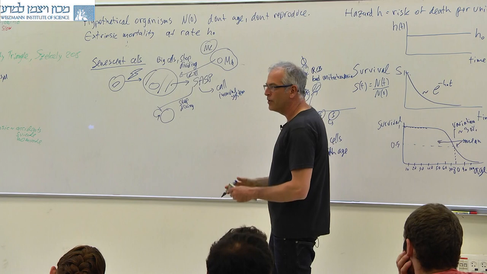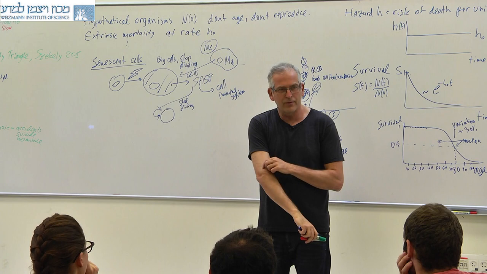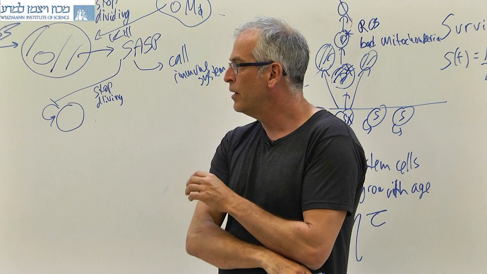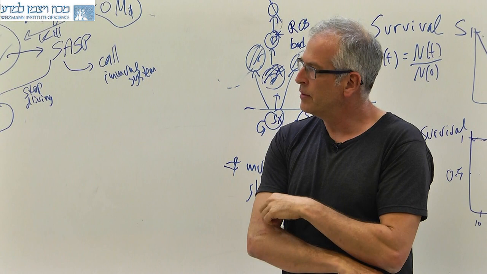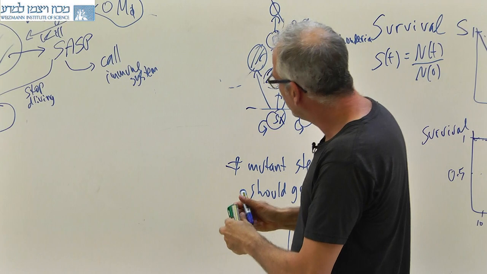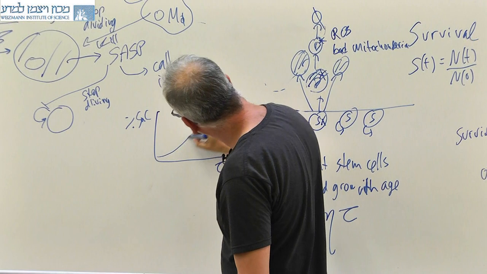By the way, a nice place you can see this is in the skin. These moles that you have in the skin are columns of senescent cells above a damaged melanocyte stem cell. And what this means is that the number of senescent cells in your body rises almost exponentially with age.